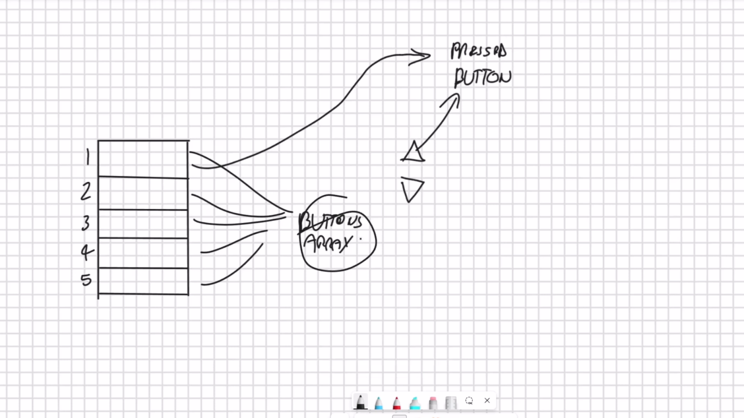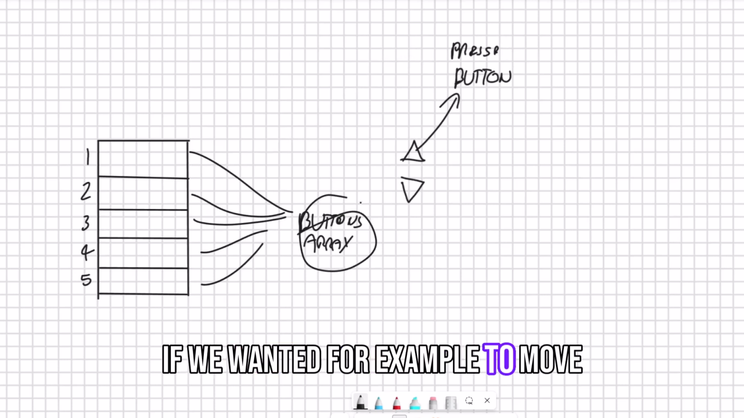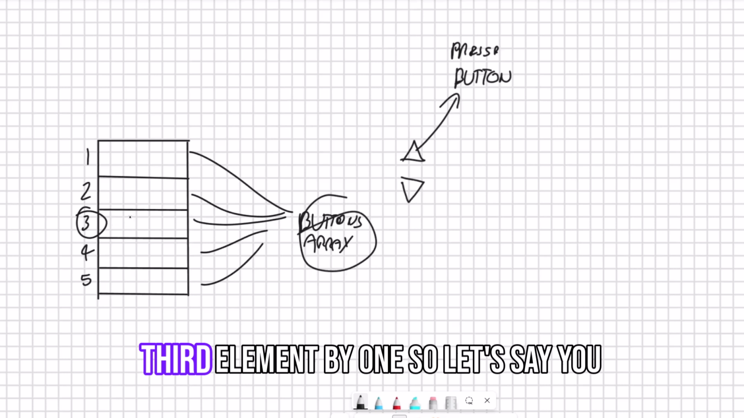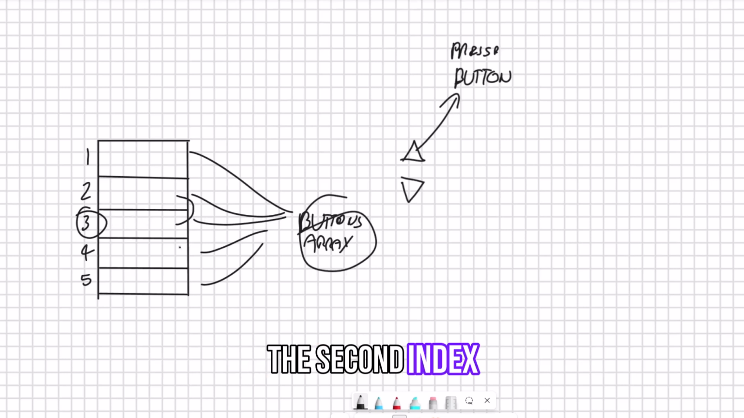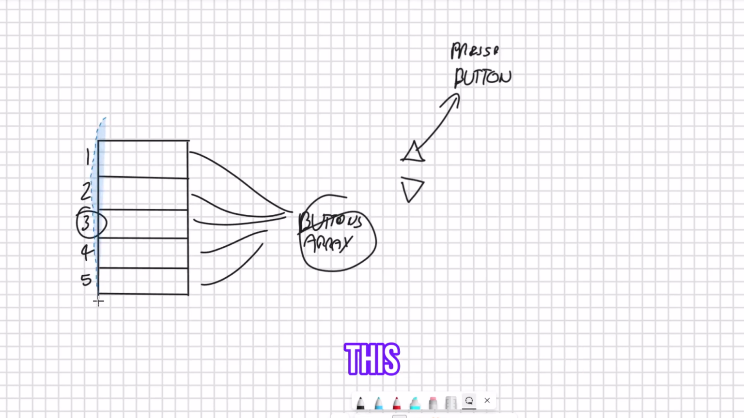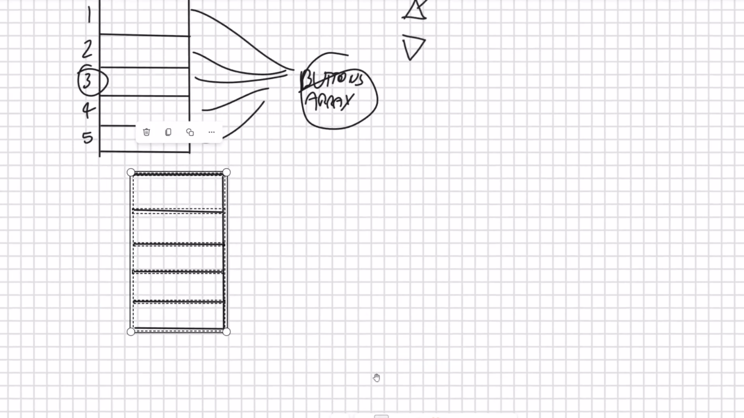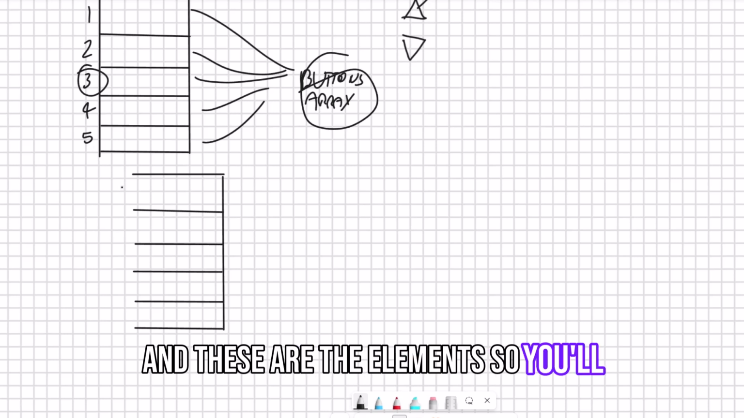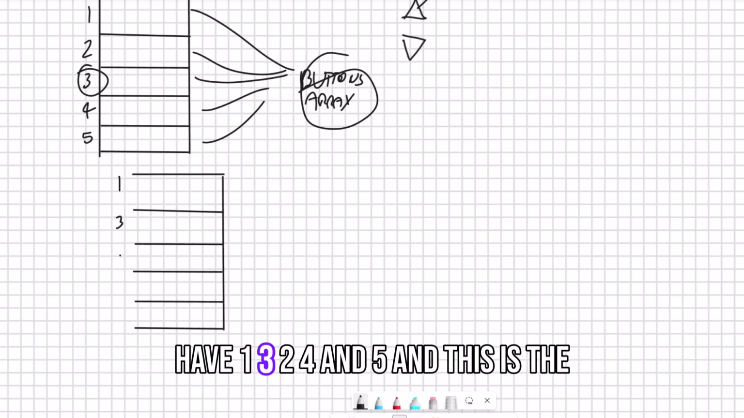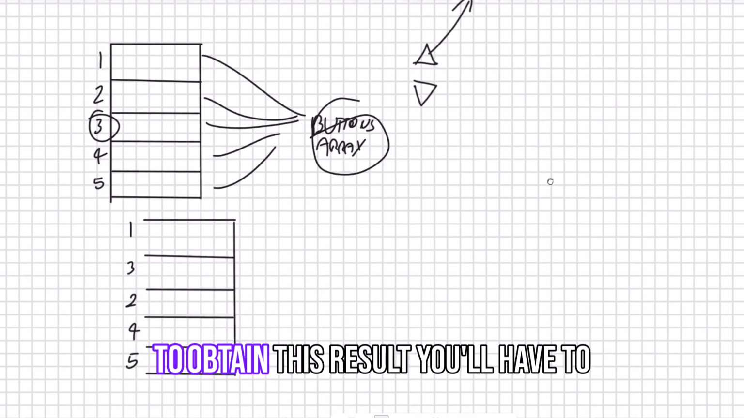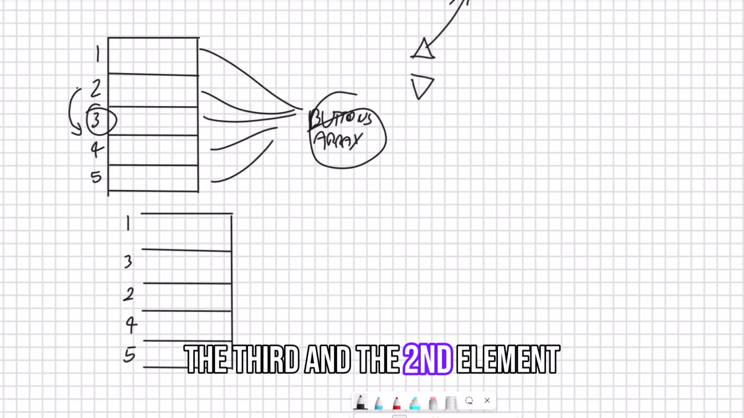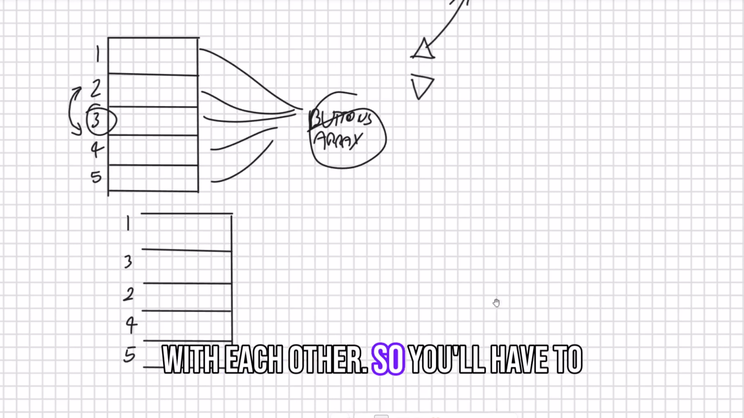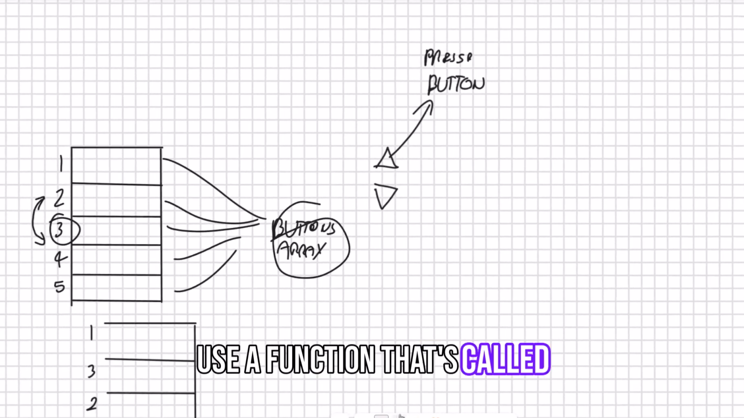So let's say, for example, you want to move the third element to the second index. You want to create something that looks kind of like this, where you have your vertical box, and these are the elements. So you have 1, 3, 2, 4, and 5. And this is the result you want to get. To obtain this result, you have to swap the index of the third and the second element with each other. So you'll have to use a function that's called literally swap.